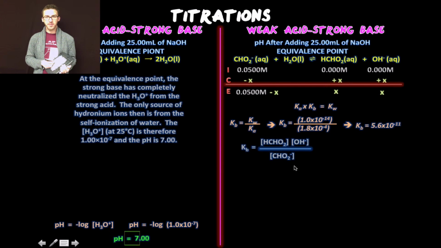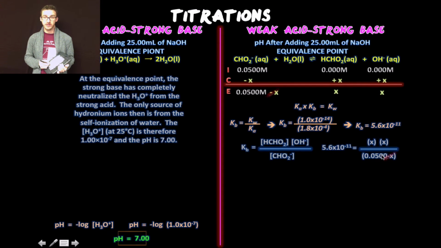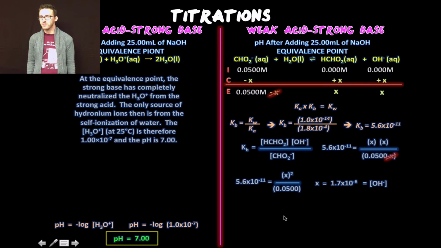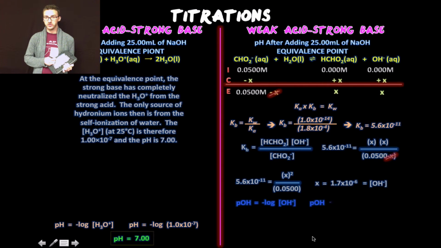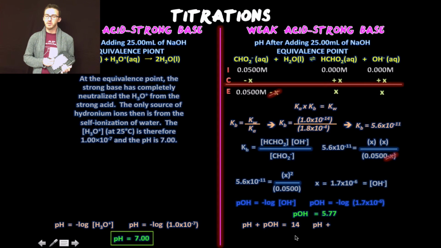We're given the value of Ka for the formic acid originally in the problem. Next, let's write our Kb expression, plug in the value for Kb that we just solved for, and our equilibrium concentrations. Make the X's small approximation, and then solve for X. When we do that, we get a value of X to be 1.7 times 10 to the minus 6 molar. Remember though, this is our hydroxide ion concentration. So we're first going to solve for the pOH of the solution. When we do that, we get a pOH value of 5.77, and then use the relationship between pH and pOH to determine what the pH of our solution is at the equivalence point.